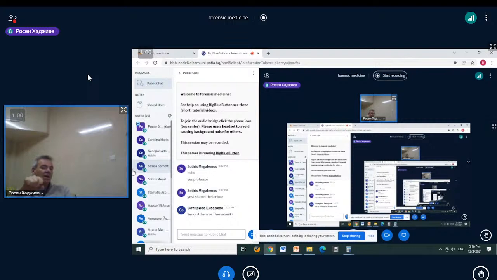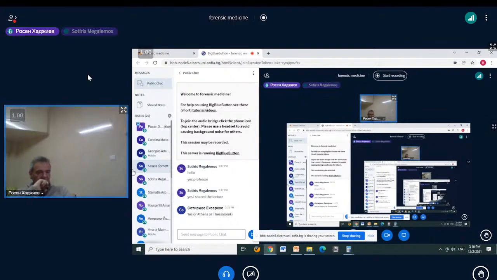For example, if the missing tissue is 5 millimeters and the width of the abraded ring is 2 millimeters, it gives you 7 millimeters. This is the caliber of the projectile, respectively of the weapon. Did you understand? Yes.